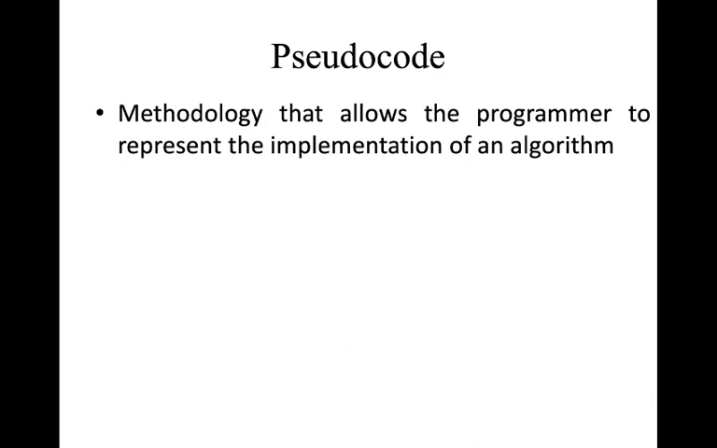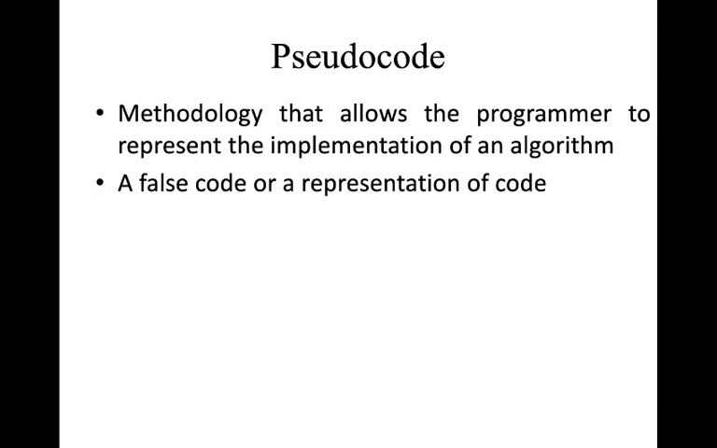In the previous lectures, we have seen how to write an algorithm and how to draw the flowchart. We can represent the implementation of that algorithm using a pseudocode, and it can be considered as a false code or a representation of code. After writing this algorithm, you usually do programming, or we write it in some programming language. But before writing into a programming language, in some cases we would like to write the pseudocode.